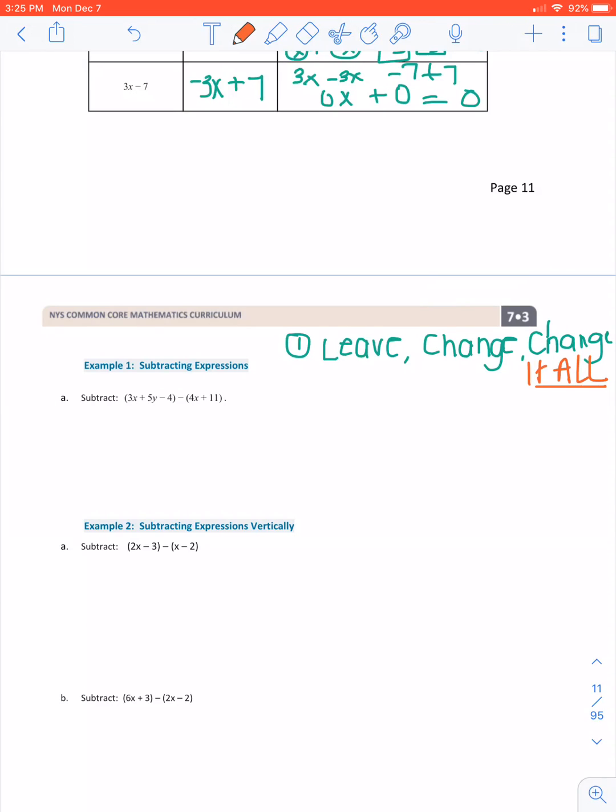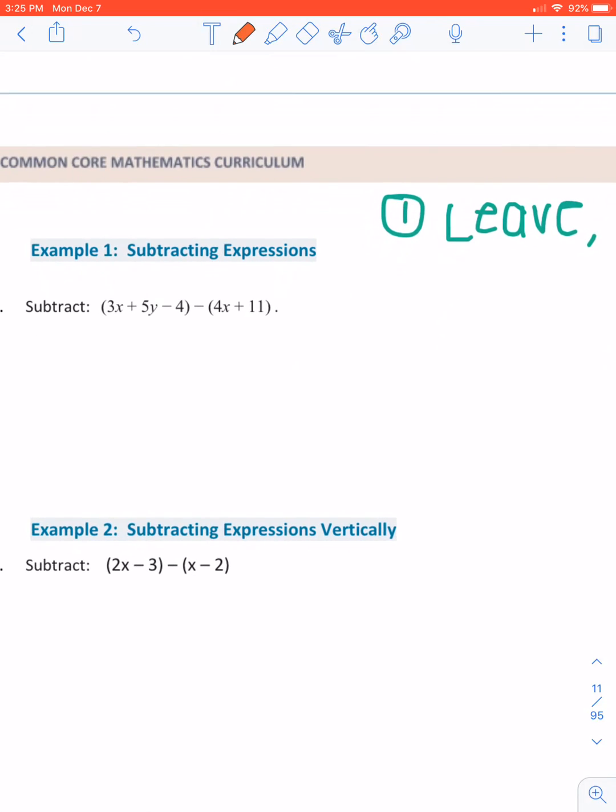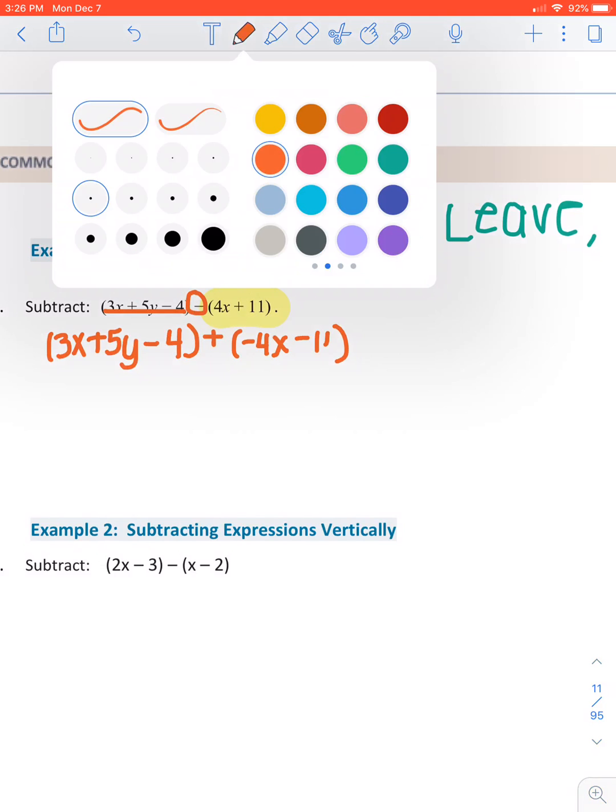You are going to leave the first set of parentheses. Let me actually make this bigger so we can see this. So the 3x plus 5y minus 4. That's the first set of parentheses right here. You're going to leave that. That's your leave. You are going to change that subtraction sign to a plus sign. That's your change. The last thing is change it all. So I'm going to take everything in this second parentheses and I'm going to change it to its opposite. So 4x becomes negative 4x. Plus 11 becomes minus 11. The biggest mistake people make is they forget to change it all, and they only change the first one, which gives them the wrong answer.